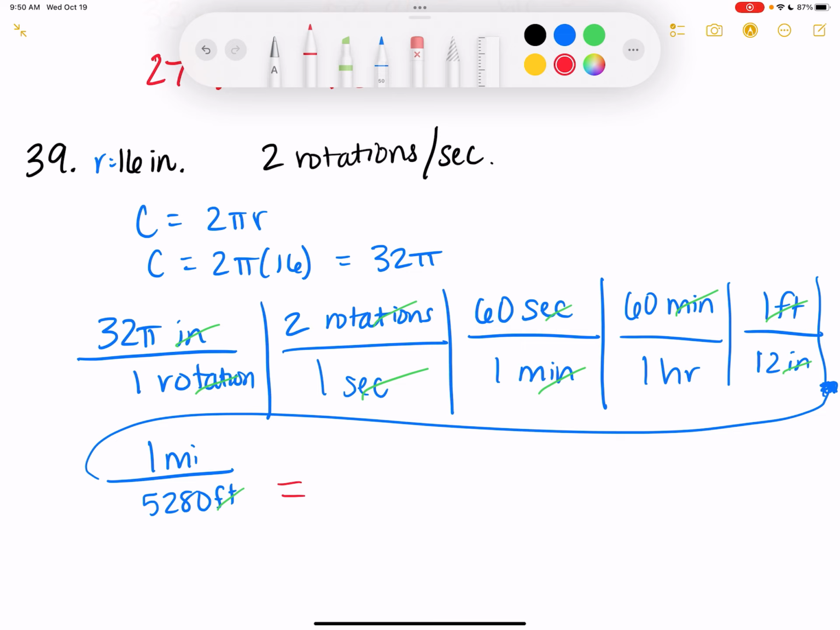Hold on a second. Wait a minute. 32 times pi. I didn't do pi. Times 2 times 60 times 60. Okay, so that should be 722,822.9474. Oh, so it should be 10.36 over 12 times 5,280. Times 1.